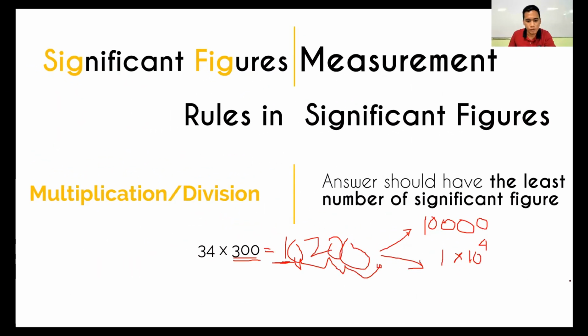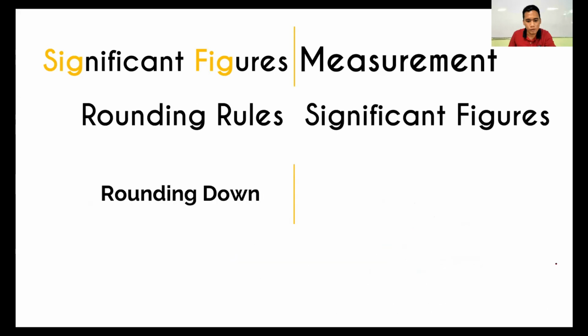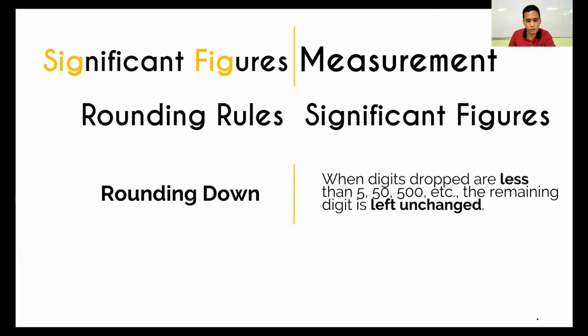Speaking of rounding rules, we have the rounding rules in significant figures. I know you're already familiar with rounding up and rounding down. For rounding down, if the digit is less than 5, 50, 500, and so on, so if it is 1, 2, 3, or 4, then it is left unchanged, or you round down.